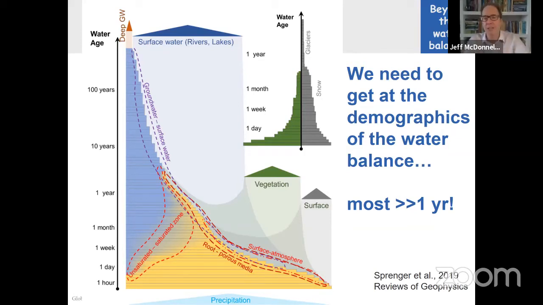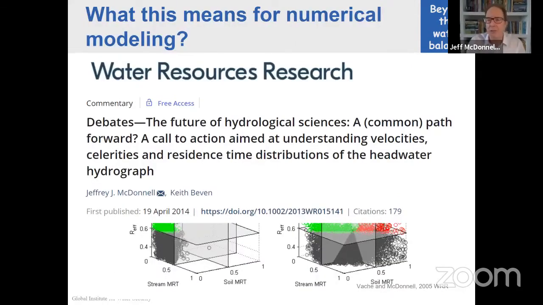And this is kind of a diagram from that paper, which I commend to you, that starts to think about what those distributions might be for these different waters in the water balance. The last thing I'll say is that these tracers can be very helpful for evaluating our models. This is a little paper Keith Beven and I had a couple of years ago in Water Resources Research, just talking about how, as a community, we really need to get to grips with these velocities, celerities, and residence time distributions if we're going to get our answers for the right reasons.